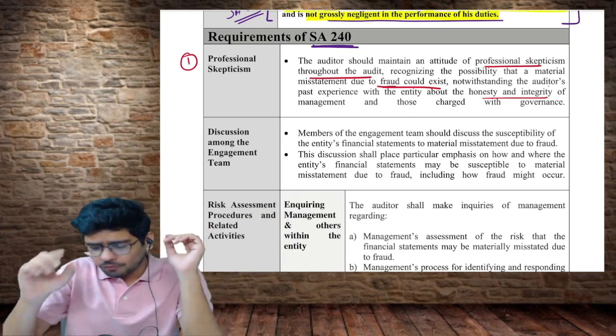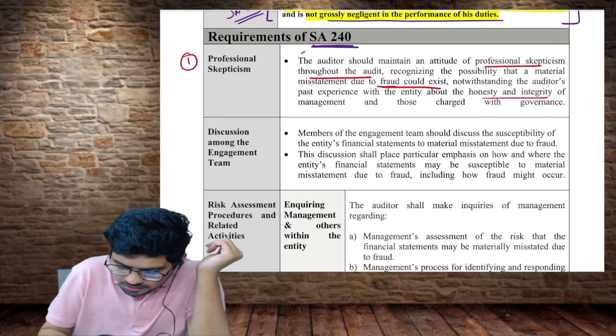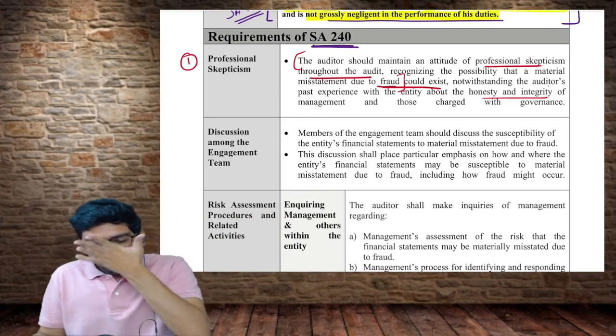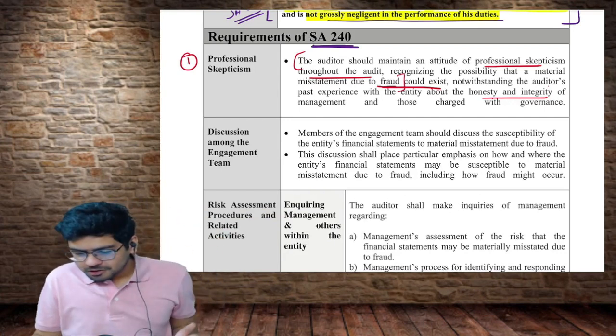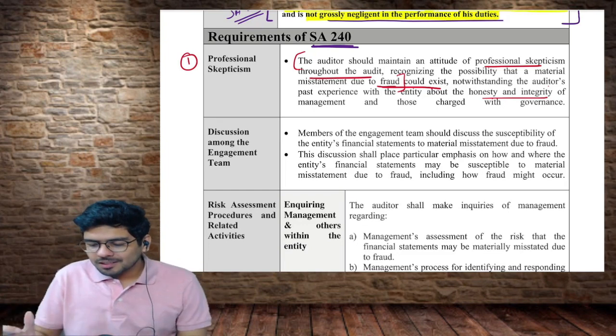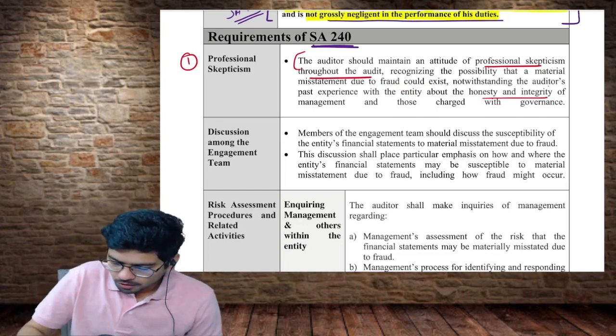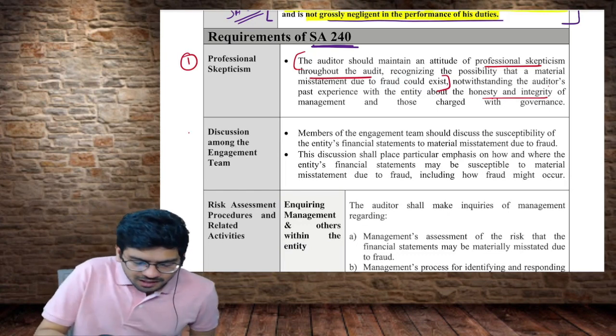So, just one point you have to understand here. Till this part you can understand. This part: the auditor should maintain an attitude of professional skepticism throughout the audit, recognizing the possibility that a material misstatement due to fraud could exist. All right. Now, second point.